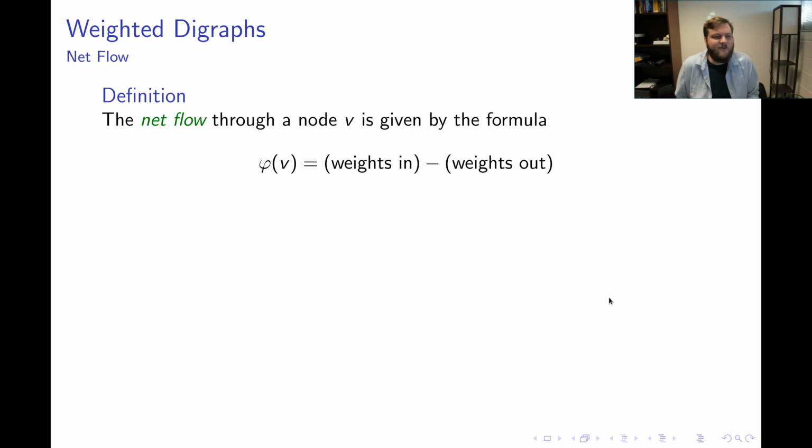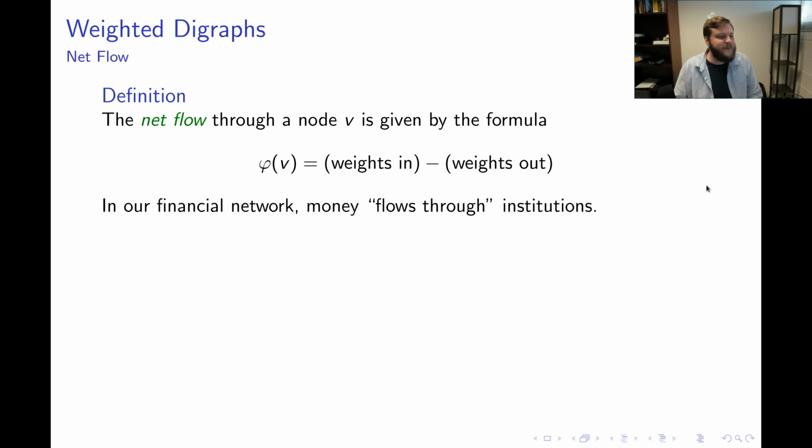Now, when we have weights on our digraphs, it will sometimes be the case that we want to calculate what's called the net flow through any particular node. The notation I like to use for this is the Greek letter phi. And the idea is that if we apply phi to any node, this calculates net flow, which is defined as taking all of the weights in and then subtracting all of the weights out. In other words, we figure out all of the arrows that point at the node, add those weights together, then we figure out all of the arrows pointing away from the node, and then subtract all of those corresponding weights.